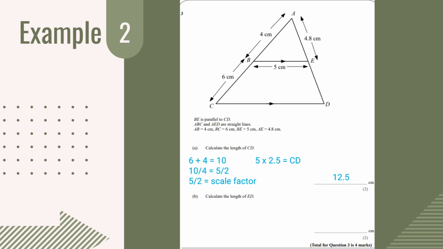Part B, we are asked to calculate the length of ED. If we do 4.8 times 2.5, we'll get 12, which is AD. Because we've already got AE, we don't need to work out ED directly. Then if we do 12 minus 4.8, we will get ED. So our final answer for ED is 7.2.